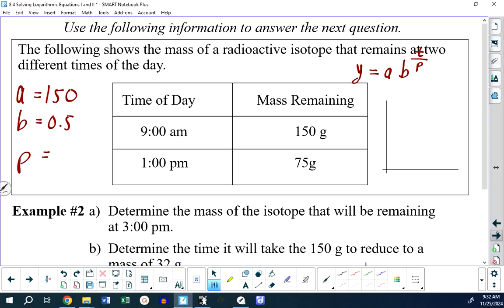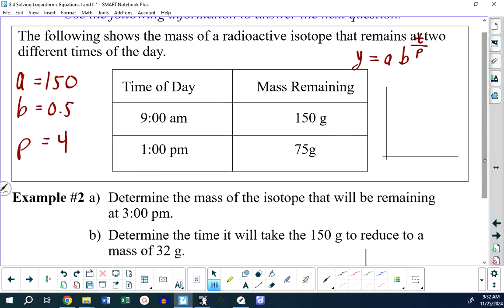If it said, instead of 75, it said 25, then you've got your work cut out for you. And that's a legitimate question. We'll probably encounter it in our review. But since it takes 4 hours to go from 150 to 75, which is cutting in half, the half-life is 4 hours. So our equation will be y is equal to 150 times 0.5 raised to the t over 4.